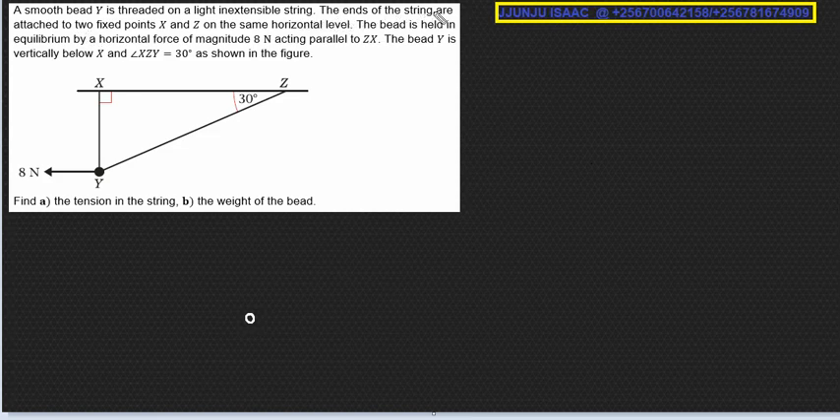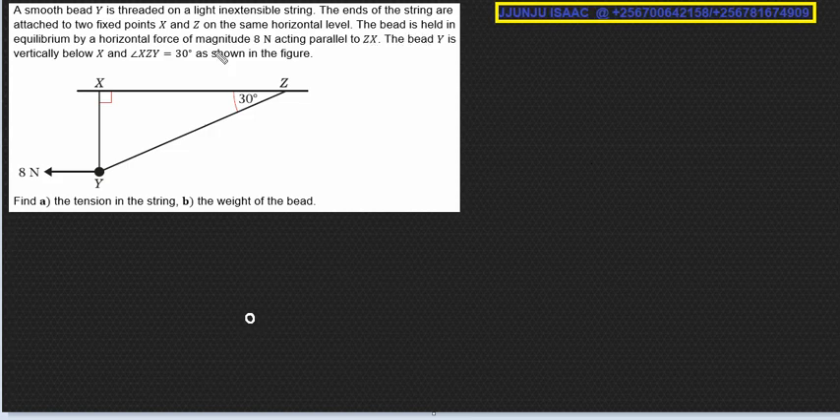The ends of the string are attached to two fixed points X and Z, meaning it is threaded here, but now one end is placed at Z, another end at X. So those are the two fixed points X and Z on the same horizontal level, meaning the line from X to Z is a horizontal line.